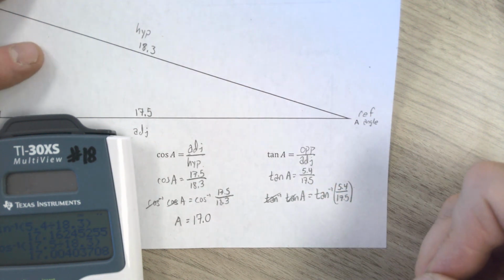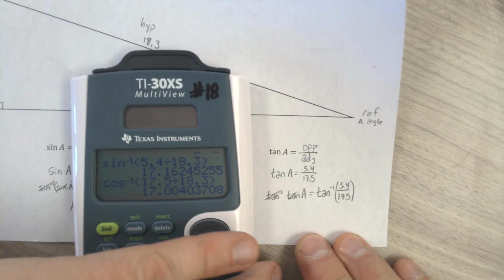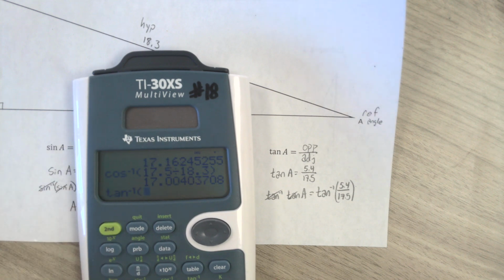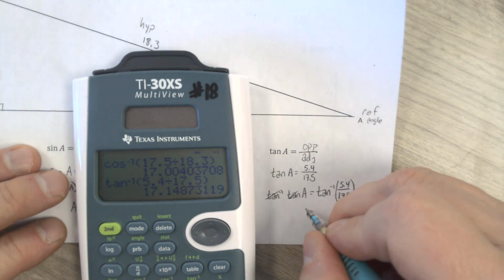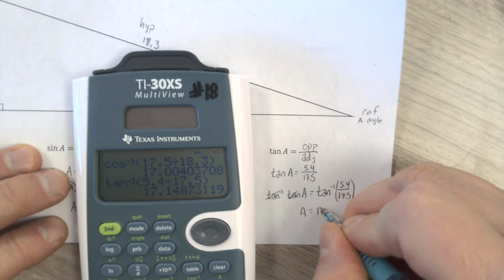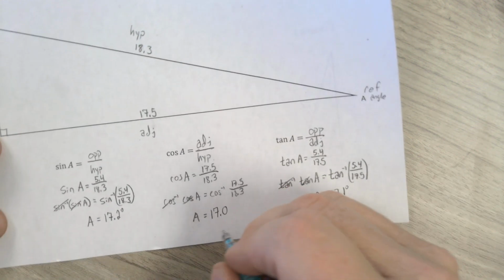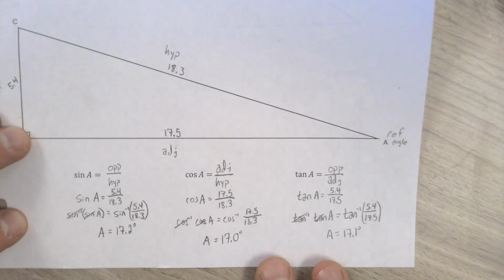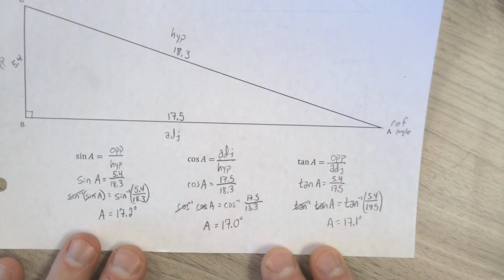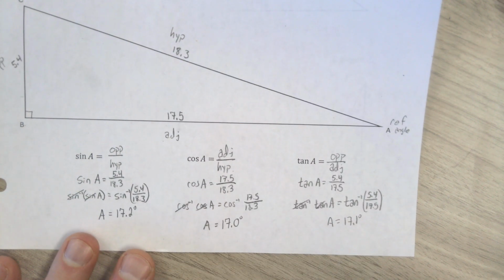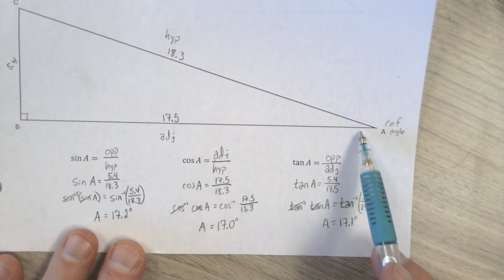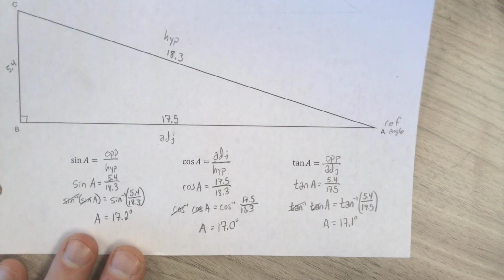That cancels. And then let's go ahead and do the math on the calculator. Inverse tangent of 5.4 divided by 17.5, and we get 17.1 degrees. So really we got pretty close values here. Probably something closer to 17.1 is going to be accurate for that, and that's very close to what we got, or looks pretty accurate according to what we measured there.